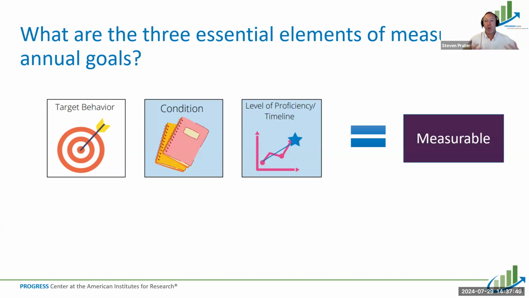What context or what environment are we expecting the student to do this target behavior? Is it a certain grade level skill? Is it a certain environment that we want to see this behavior happen? So that's what we mean by the condition.